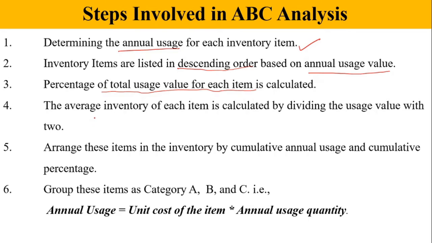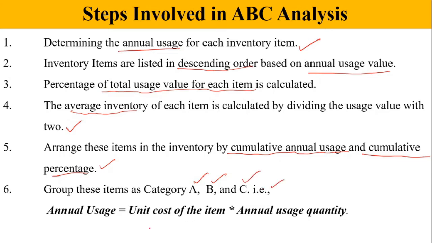After this, we need to find out the average inventory. How to find out the average inventory? Average inventory is nothing but total inventory divided by 2. After all these steps, we need to arrange these items in the inventory by cumulative annual usage, that means adding them one by one. Then we will get the cumulative annual usage, and the cumulative percentages have to be arranged in a proper manner. Afterwards, group these items as category A inventory, category B, category C.